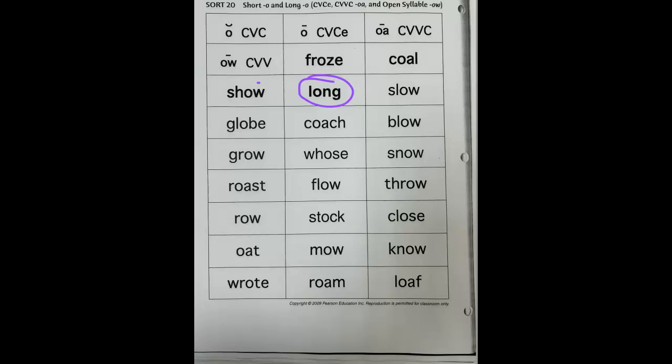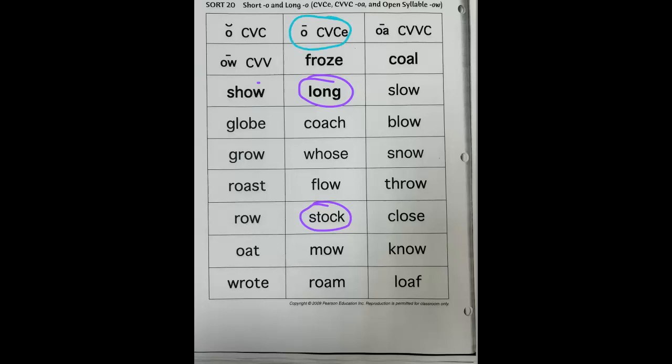I think we might only have one more. This one down here, stock, stock. T is our consonant, O is our vowel, C is another consonant. It makes the ah sound, stock. Okay, so we have long and stock. Go ahead and change your colors. Now we're going to go next door.